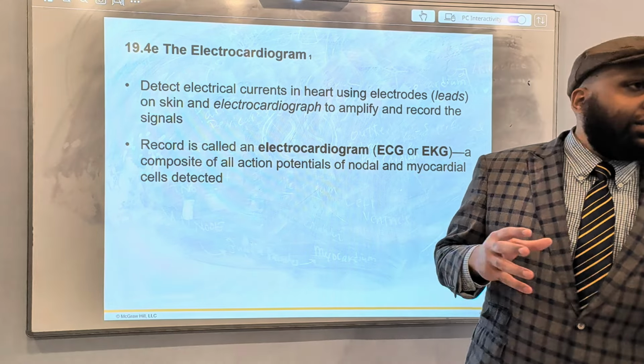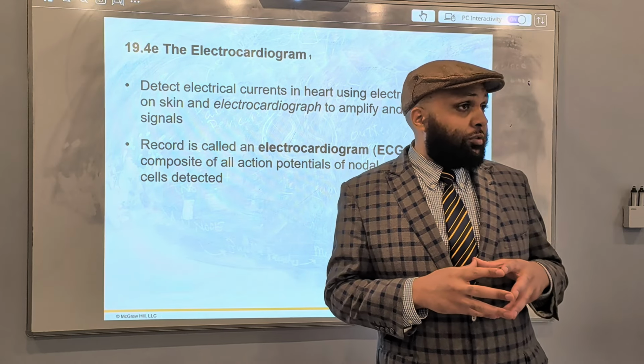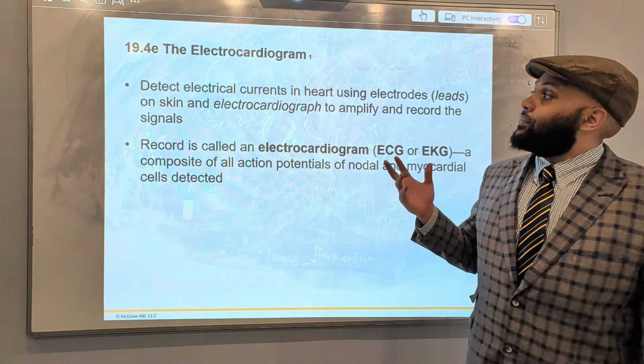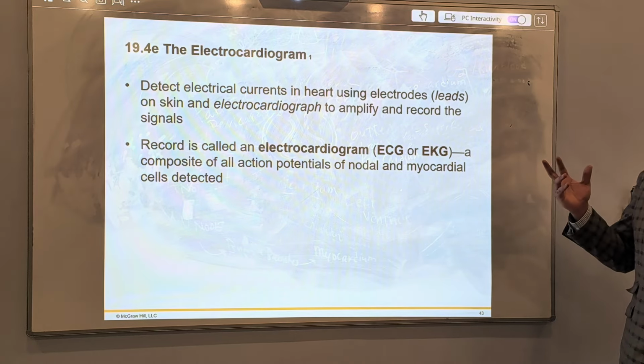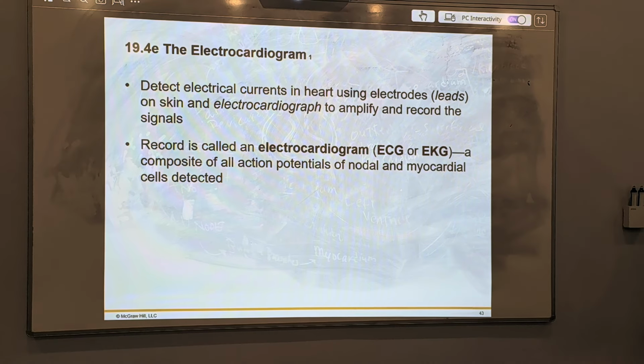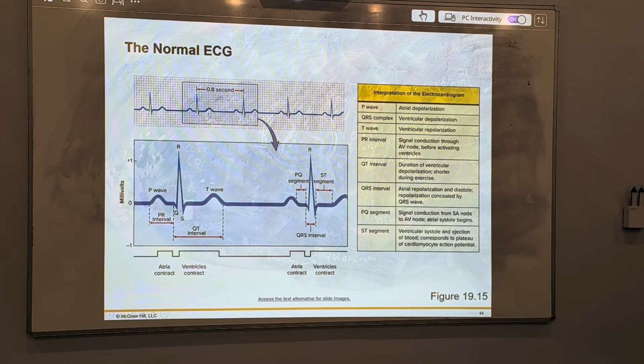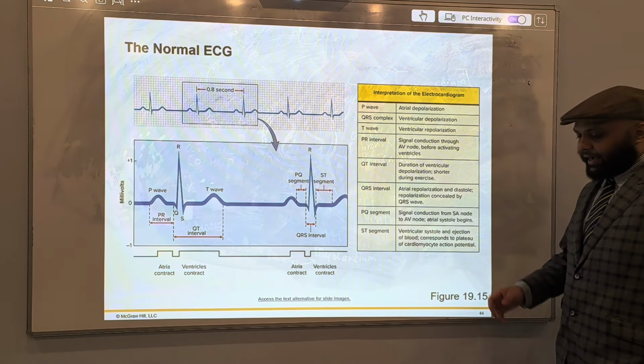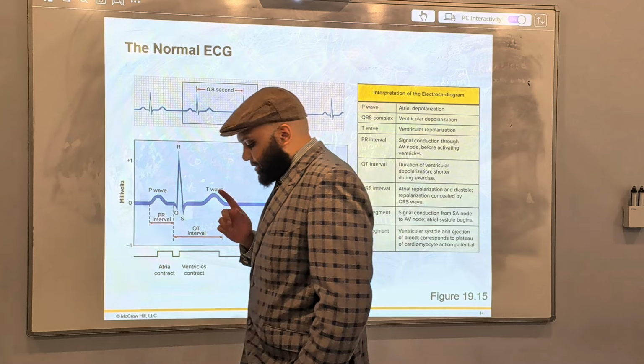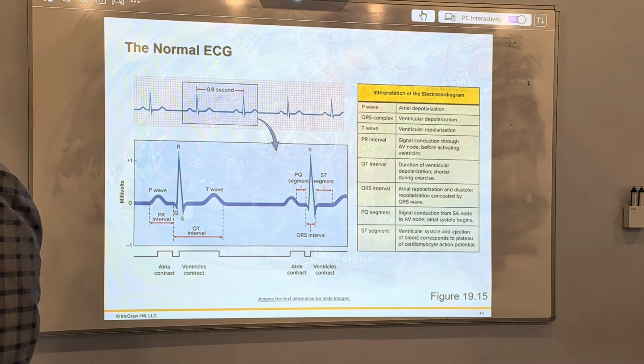In order to tell if the heart is fine or if there's any form of arrhythmia, we have to look and detect the electrical currents in the heart using electrode leads on the skin and the electrocardiograph to amplify and record the signals. Now, if you look at the normal EKG, it is not as confusing as it looks.